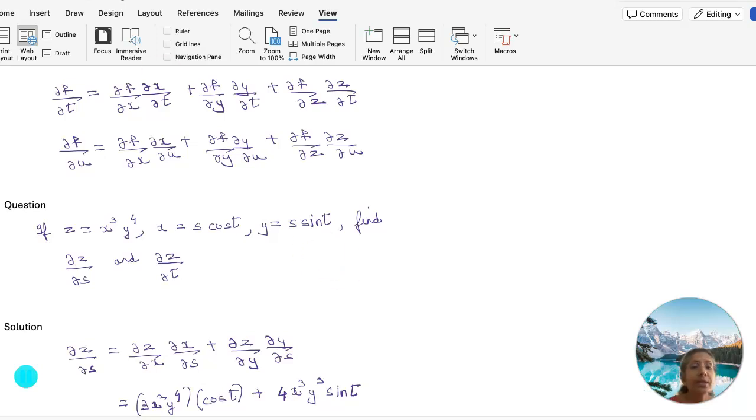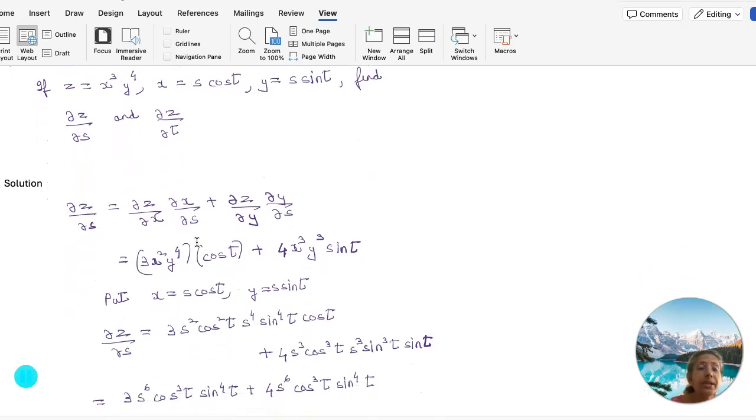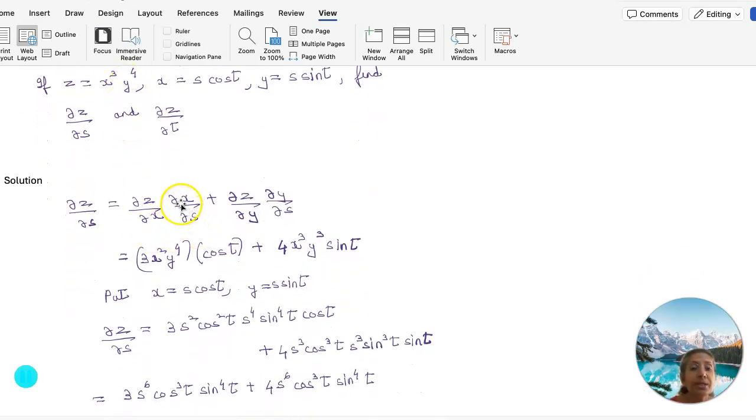If z equal to x cubed y raised to 4, x equal to s cos t, y equal to s sin t. So x and y are functions of s and t. Find del z by del s. So del z by del s by our formula will be del z by del x into del x by del s plus del z by del y into del y by del s. Del z by del x, treat y as constant, so it will be 3x squared y raised to 4. Del x by del s, take t as constant, it will be cos t. Plus del z by del y, treat x as constant, so it will be 4x cubed y cubed. Del y by del s, keep t as constant, it will be sin t.